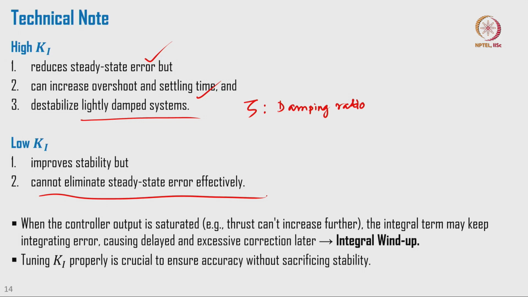When the controller output is saturated, that means for a drone the motor thrust cannot be increased further, the integral term may keep on integrating the error, causing a much delayed and excessive correction at a later time, which is called integral wind up, and this is a very potential problem for an integral controller.